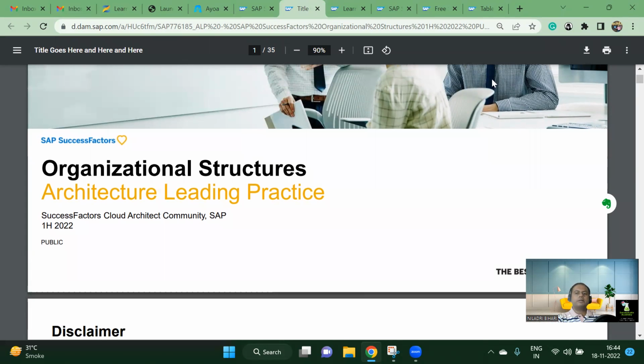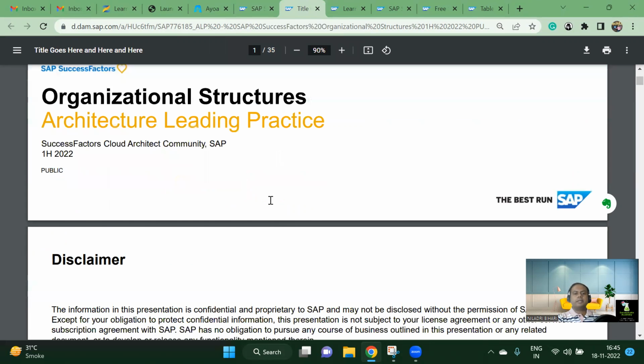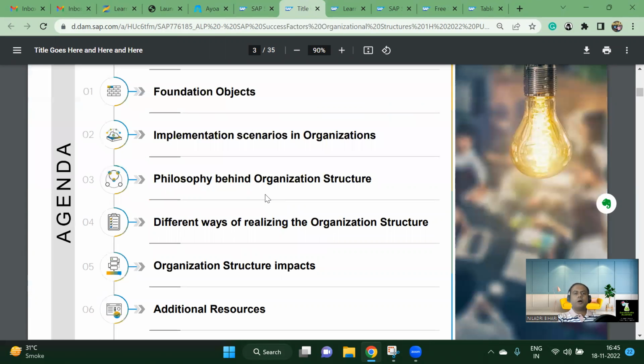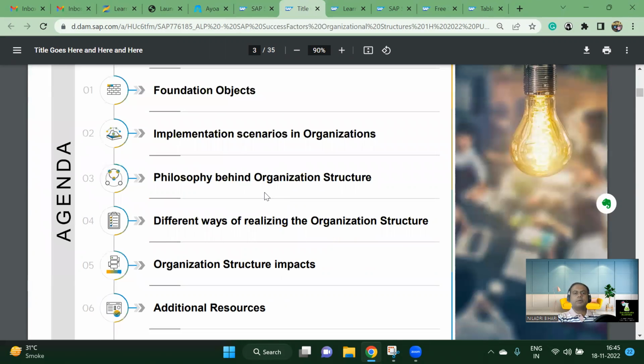This is a public document available directly in the community portal, and you can see what the different topics are. In this particular ALP, we have foundation objects, the different scenarios in different organizations, and also why we do what we do. What is the philosophy behind those org structures?